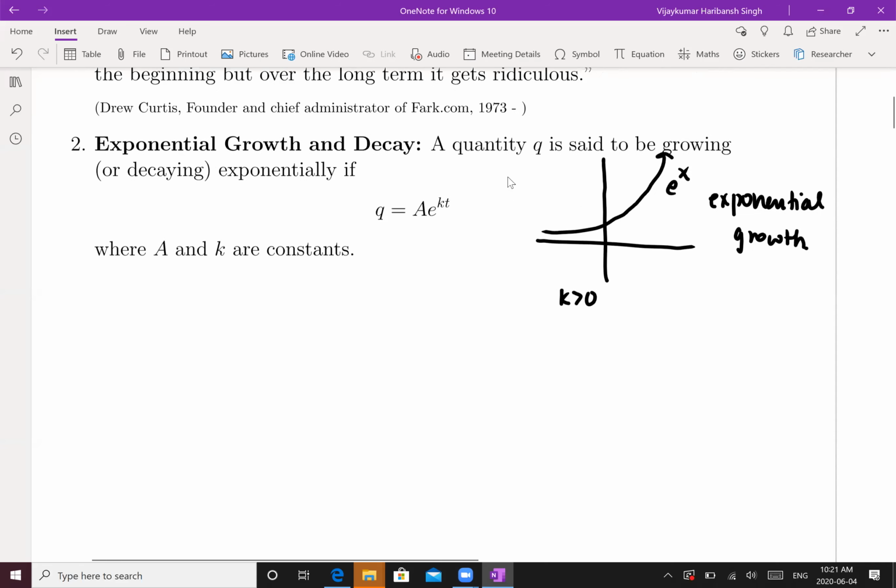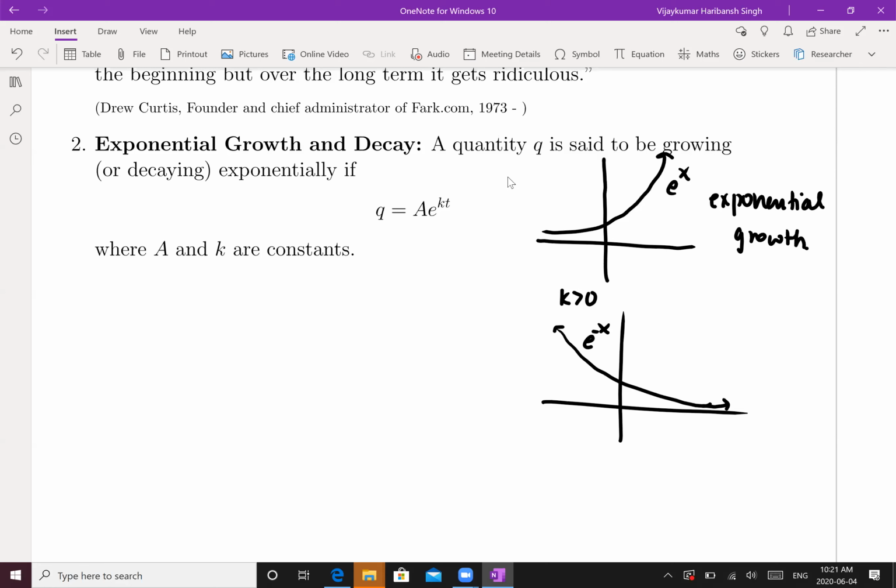Similarly, if k is less than 0, then you will see the graph will look like that. In particular, e to the power minus x is a graph which looks like this. And in this case, it is decreasing like an exponential function, like a decreasing exponential function. So this phenomenon is called exponential decay. Decay means, in some sense, one meaning of decay is to become smaller and smaller and eventually disappear.